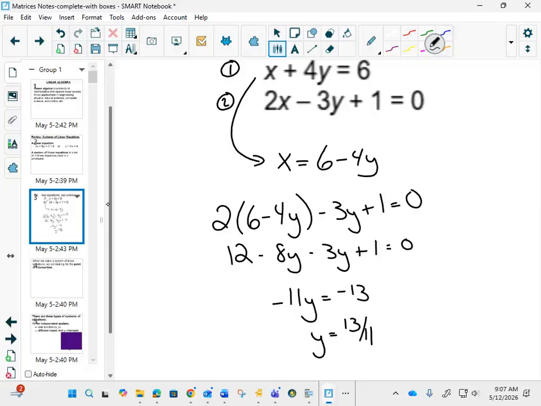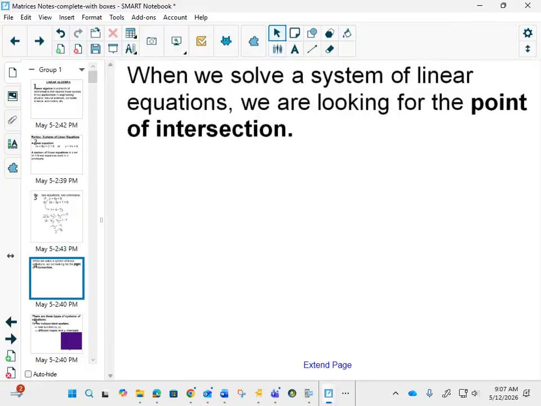All right. So we call these a system of equations. Graphically, the two graphs where they intersect is the solution. It's the point of intersection.